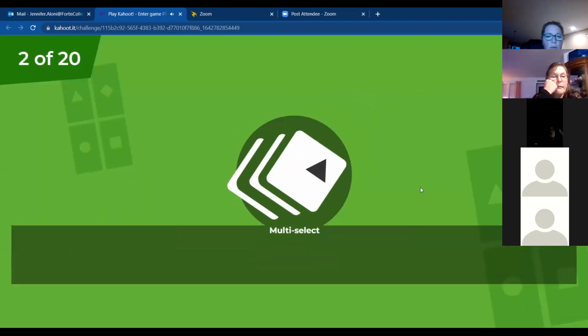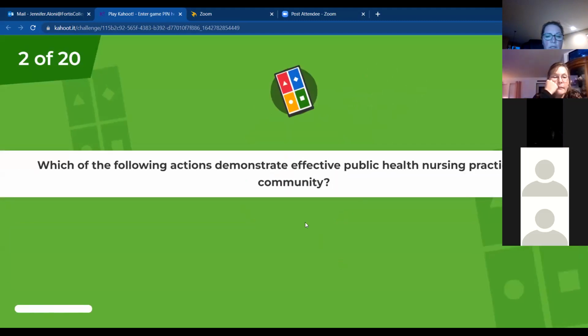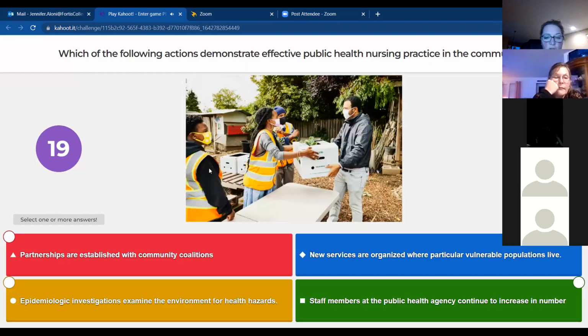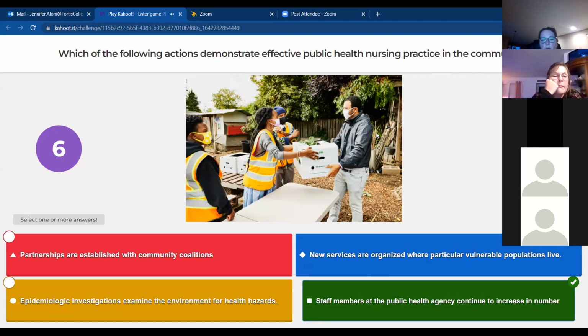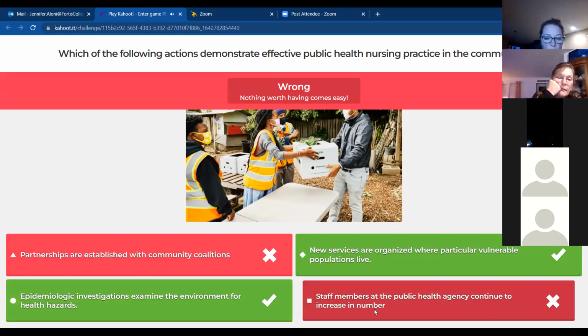Okay, here comes our second one. Multi-select. Sorry, guys. Which of the following actions describe effective public health nursing practice in the community? Partnerships are established, epidemiology investigations, new services are organized, and staff members at the public health agency continue to increase in number. I picked one so that it wouldn't yell at me. So I picked the wrong one on purpose.